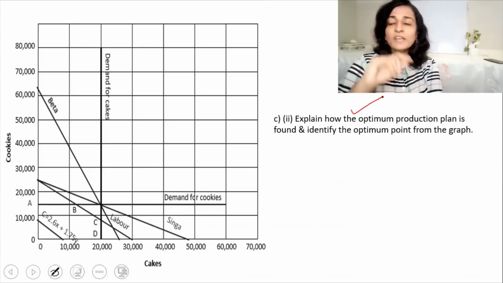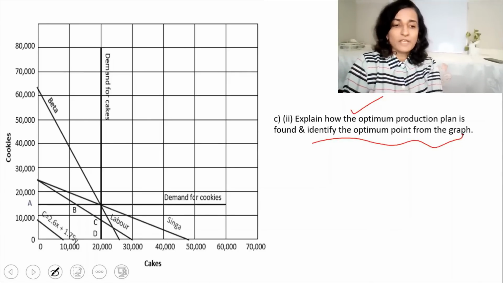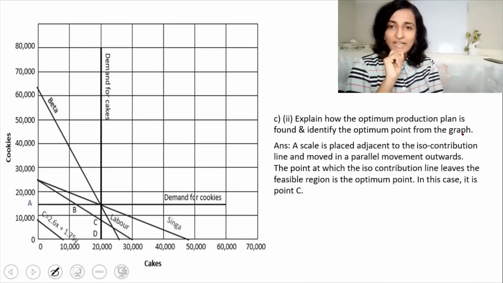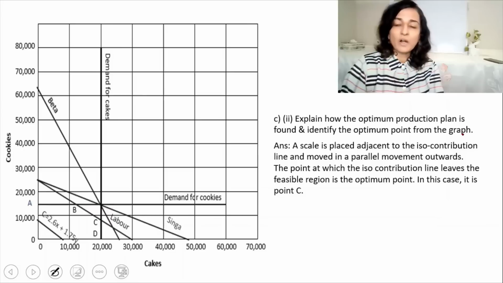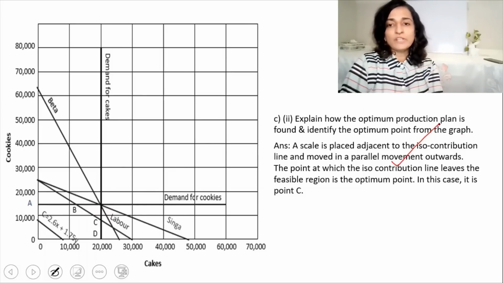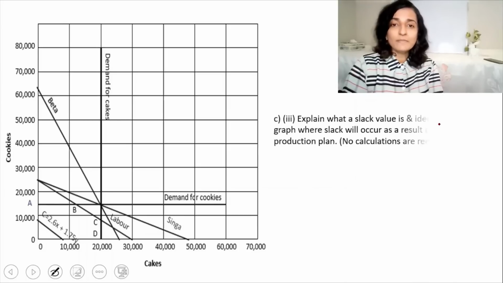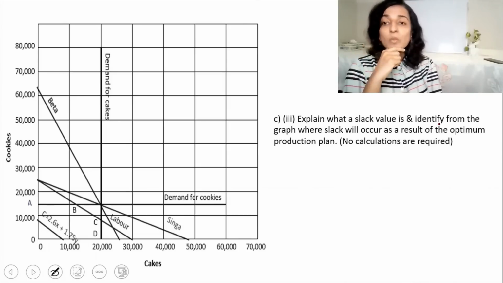So they have asked you, explain how the optimum production plan is found and identify the optimum point from the graph. So what's the answer? A scale is placed adjacent to the iso contribution line and moved in a parallel movement outwards. The point at which the iso contribution line leaves the feasible region is the optimum point. In this case, we found that it is point C. Now, the last part of the question, explain what a slack value is and identify from the graph where slack will occur as a result of the optimum production plan.